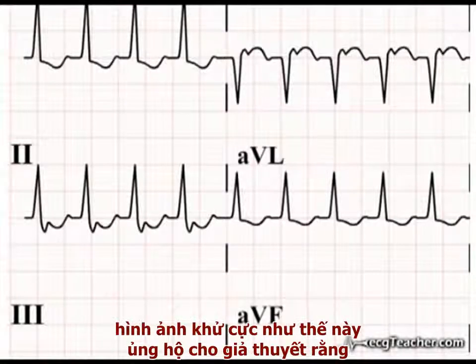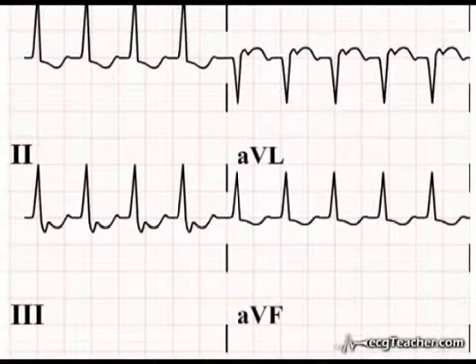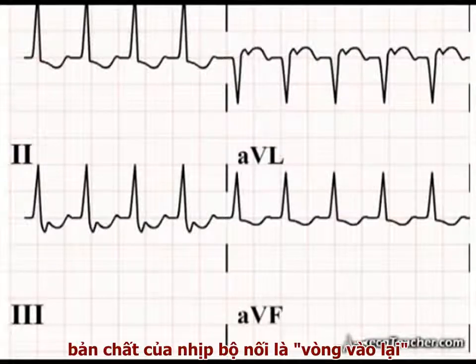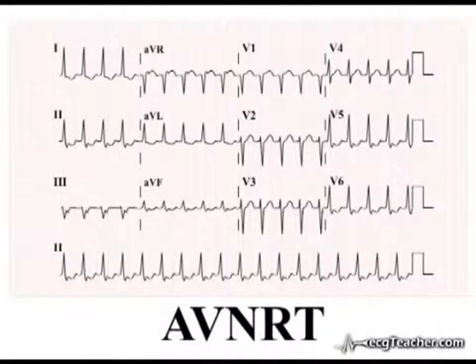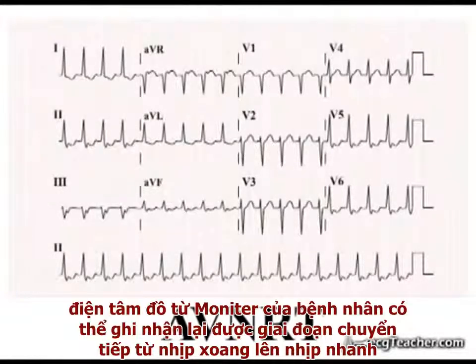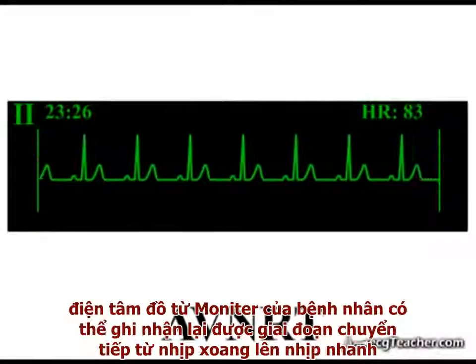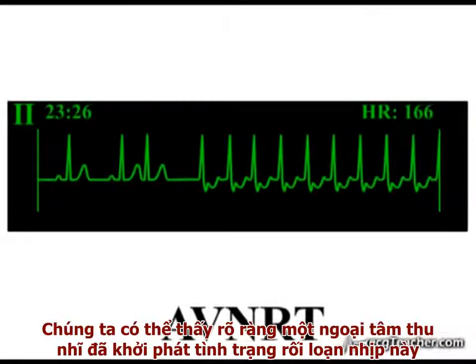As we've seen, this pattern of atrial depolarization supports the contention that the abnormal depolarization focus is junctional in location. At a heart rate greater than 140 beats per minute, the nature of the depolarizing focus within the junctional region is reentrant. This tachyarrhythmia is AVNRT. It is also worth noting that the readout from the patient's monitor captured the moment of transition from sinus rhythm to tachycardia and is very telling. Freezing at this point, we can clearly identify the premature atrial ectopic which triggered the arrhythmia.